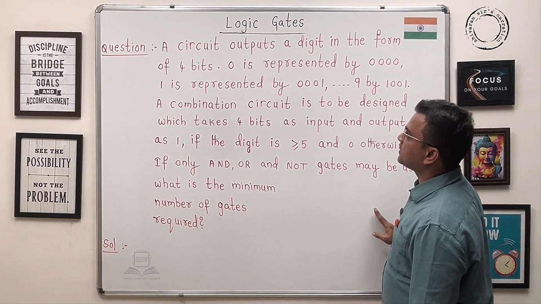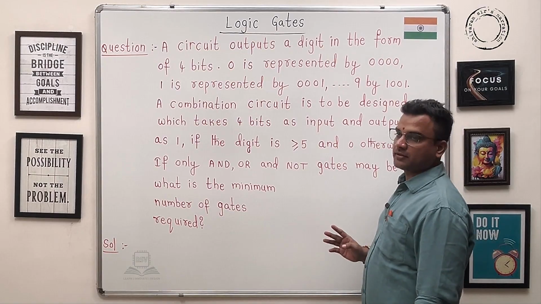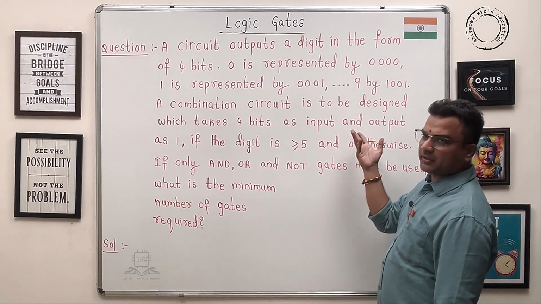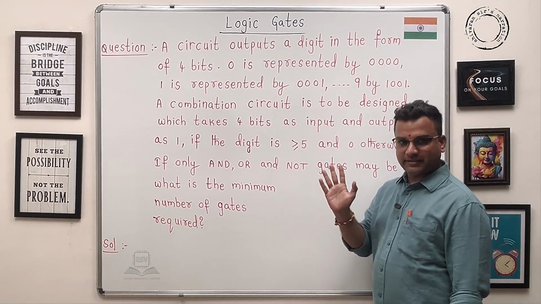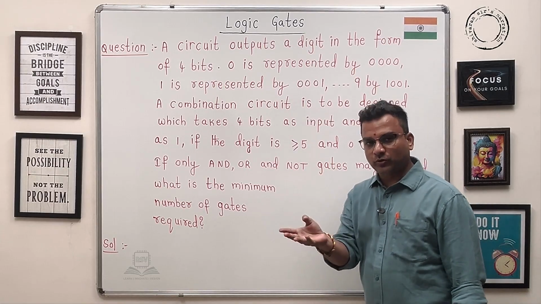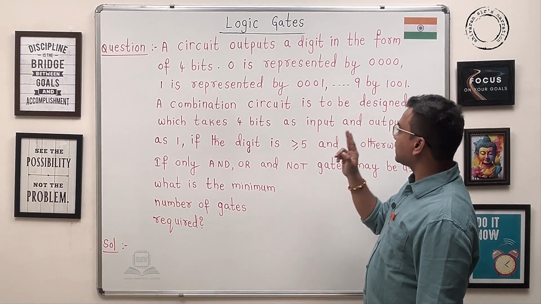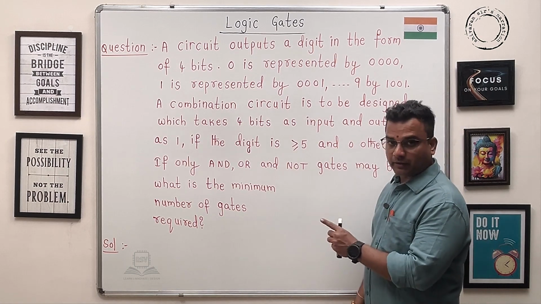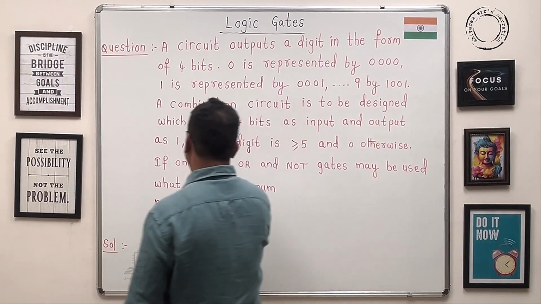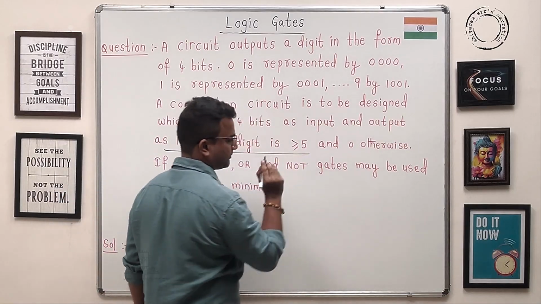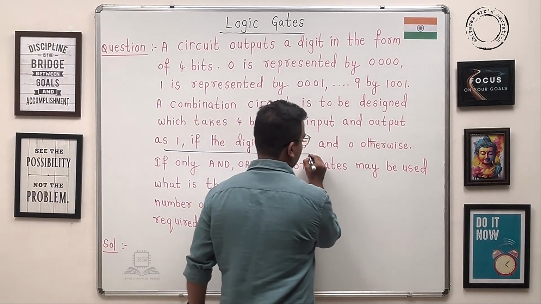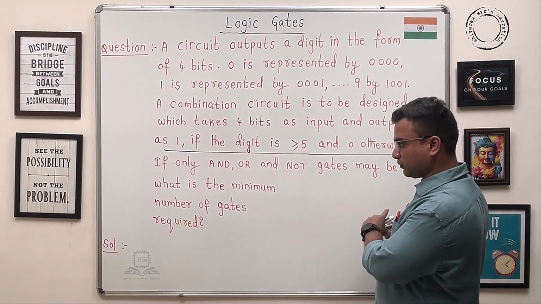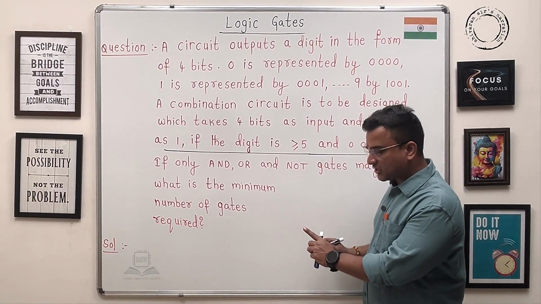A circuit outputs a digit in the form of 4 bits. 0 is represented by 4 zeros, 1 is represented by 3 zeros and 1, and similarly 9 is represented by 1001. Means simply it is decimal to binary using 4 bits. A combinational circuit is to be designed which takes 4 bits as input and outputs 1 if the digit is greater than or equal to 5. This is the design requirement, and 0 otherwise. If only AND, OR and NOT gates may be used, what is the minimum number of gates required?